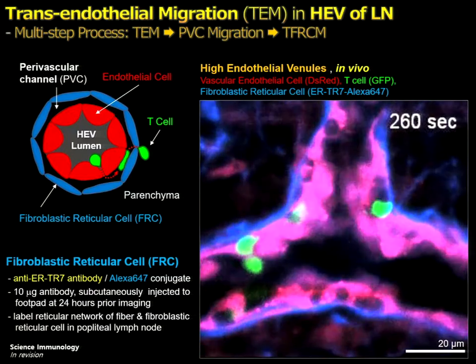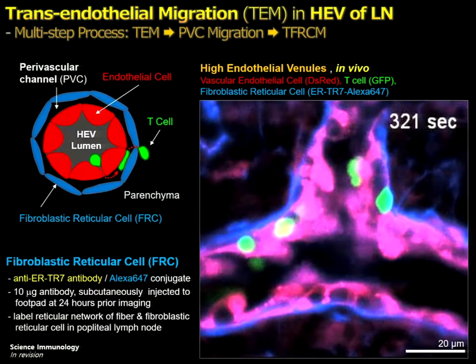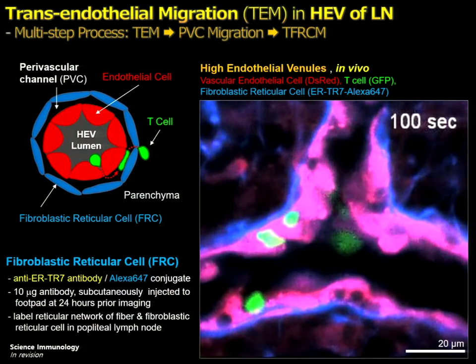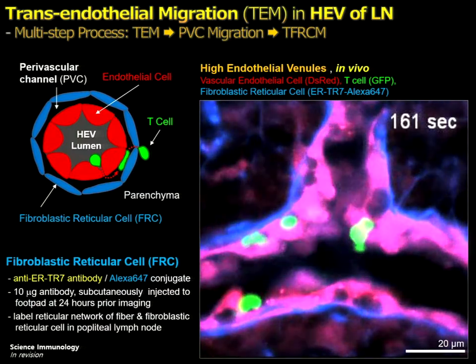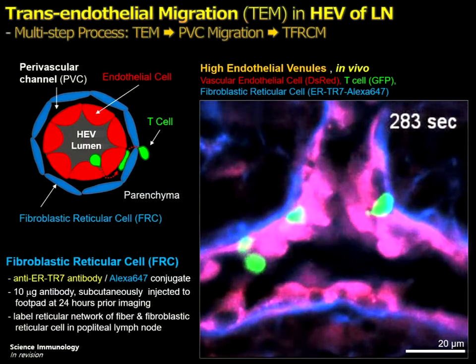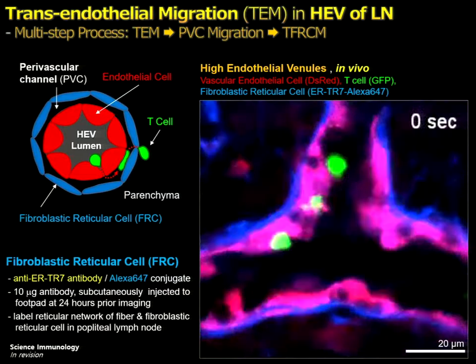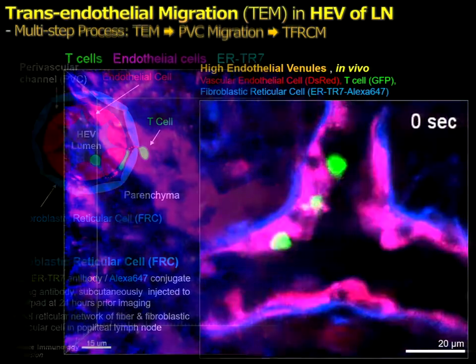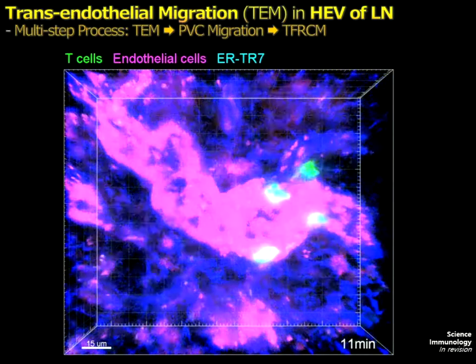And then first they attach to the, okay, let's see again. Okay, it now attaches here. And now it's contacting the endothelial cell, and then they do the paracellular transendothelial migration, and then get into this narrow channel in between the endothelial cell and the FRC. Okay, that was just a short movie.